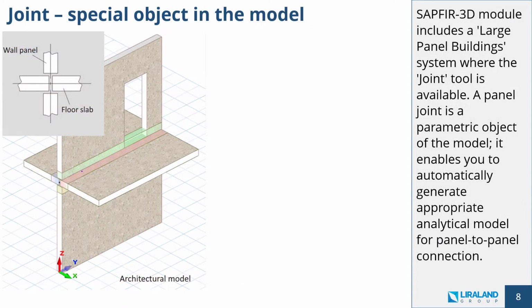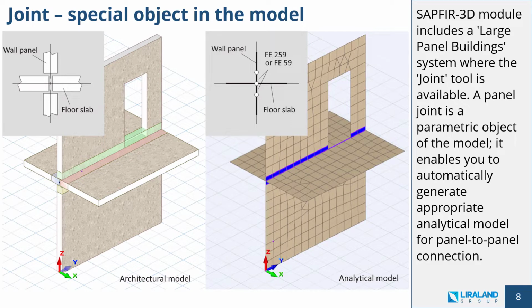The joint tool is available in a large panel building system. The main advantage of such system is the placement of joints in the model by automated tools. A panel joint is a parametric object of the model. It enables you to automatically generate appropriate analytical model for panel-to-panel connection. That is, at the same time get the model ready for analysis. For that, special finite elements of joint are implemented in LIRA-SAPR program.